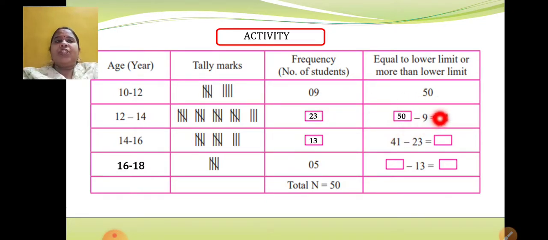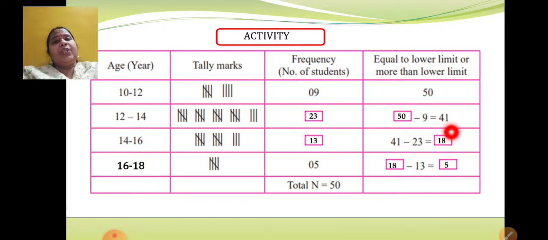So 41 minus 23 is nothing but 18, right? And after that, 18 minus 13 is equal to 5. I hope you have understood. What we have prepared is cumulative frequency more than type. This is actually equal to lower limit or more than lower limit. I hope this concept is clear.